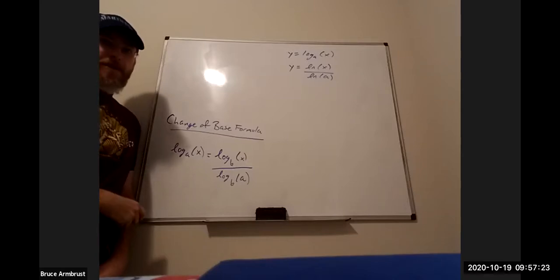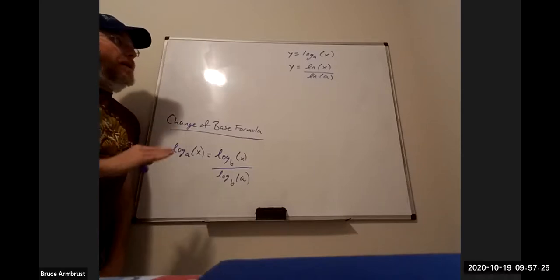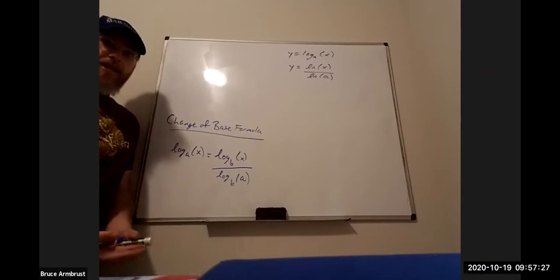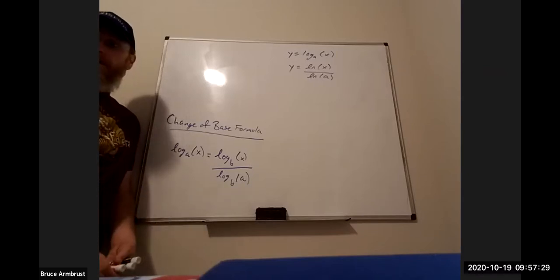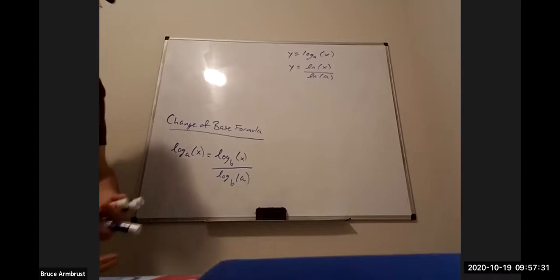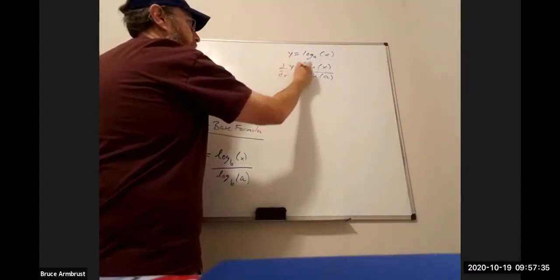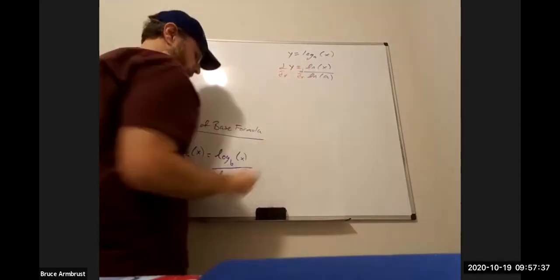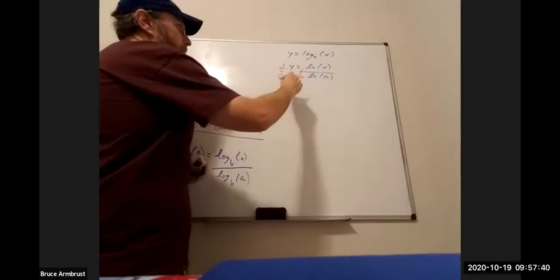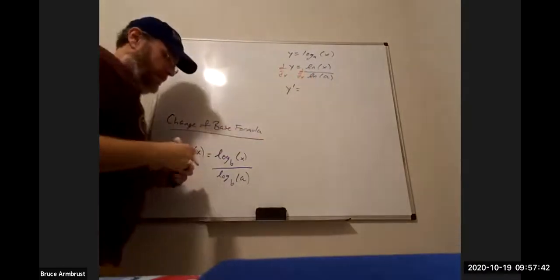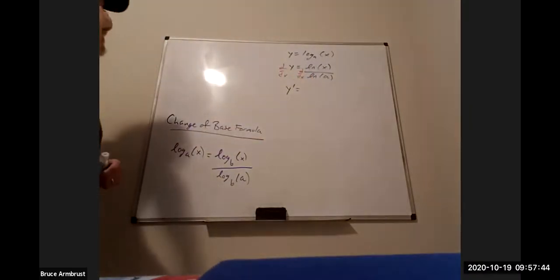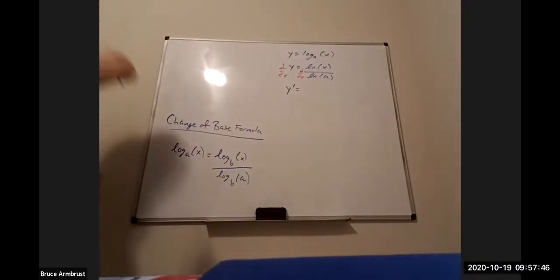I'm getting a couple of thumbs up. Okay, cool. All right, so this is what I want to differentiate then, right? I'm trying to find the derivative of log base a. So let's differentiate this guy. So we're going to get y prime. But the question is, what do we get on the other side?